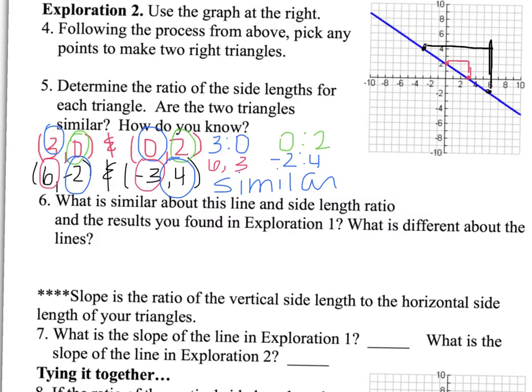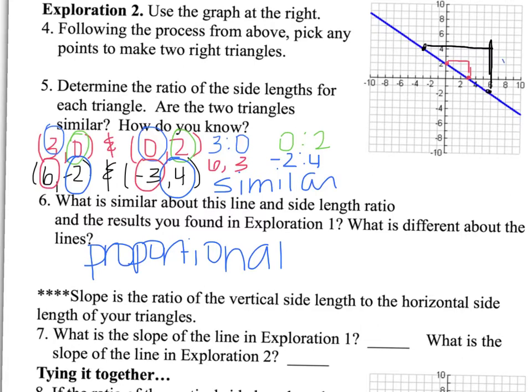So if you look, what is going to be the same is that they're going to be proportional. And if you look, it says slope is the ratio of the vertical side length to the horizontal side of the triangle.